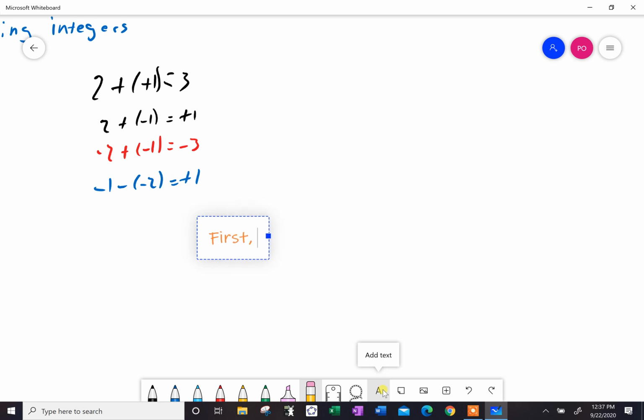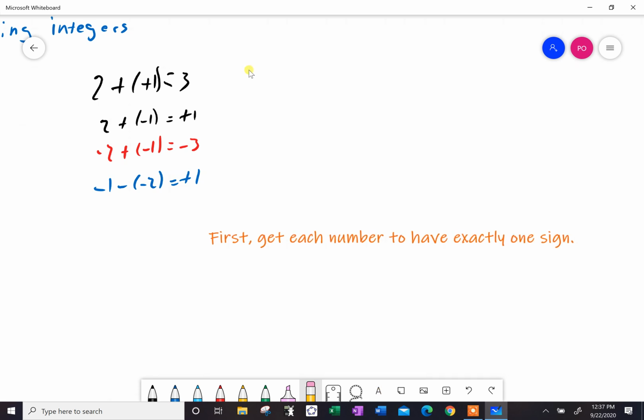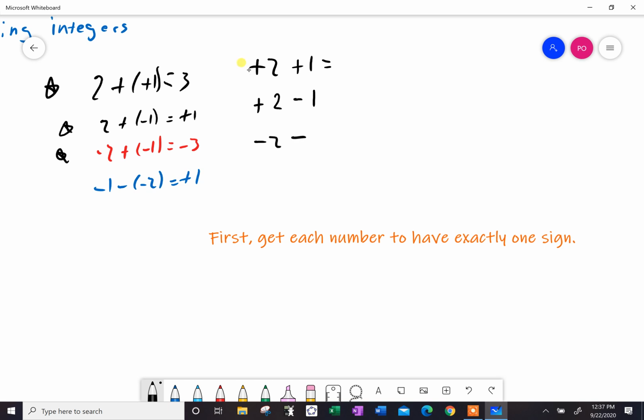First, get each number to have exactly 1 sign. And I'm going to show you how to do that right now. So we have positive 2. I'm going to do this example. A positive and a positive is positive. Here I have a positive 2, but a positive and a negative becomes negative. Here I have a negative 2. I have a positive and a negative. I already said a positive and a negative becomes negative. And here I have a negative 1, but I have a negative and a negative, which is positive.